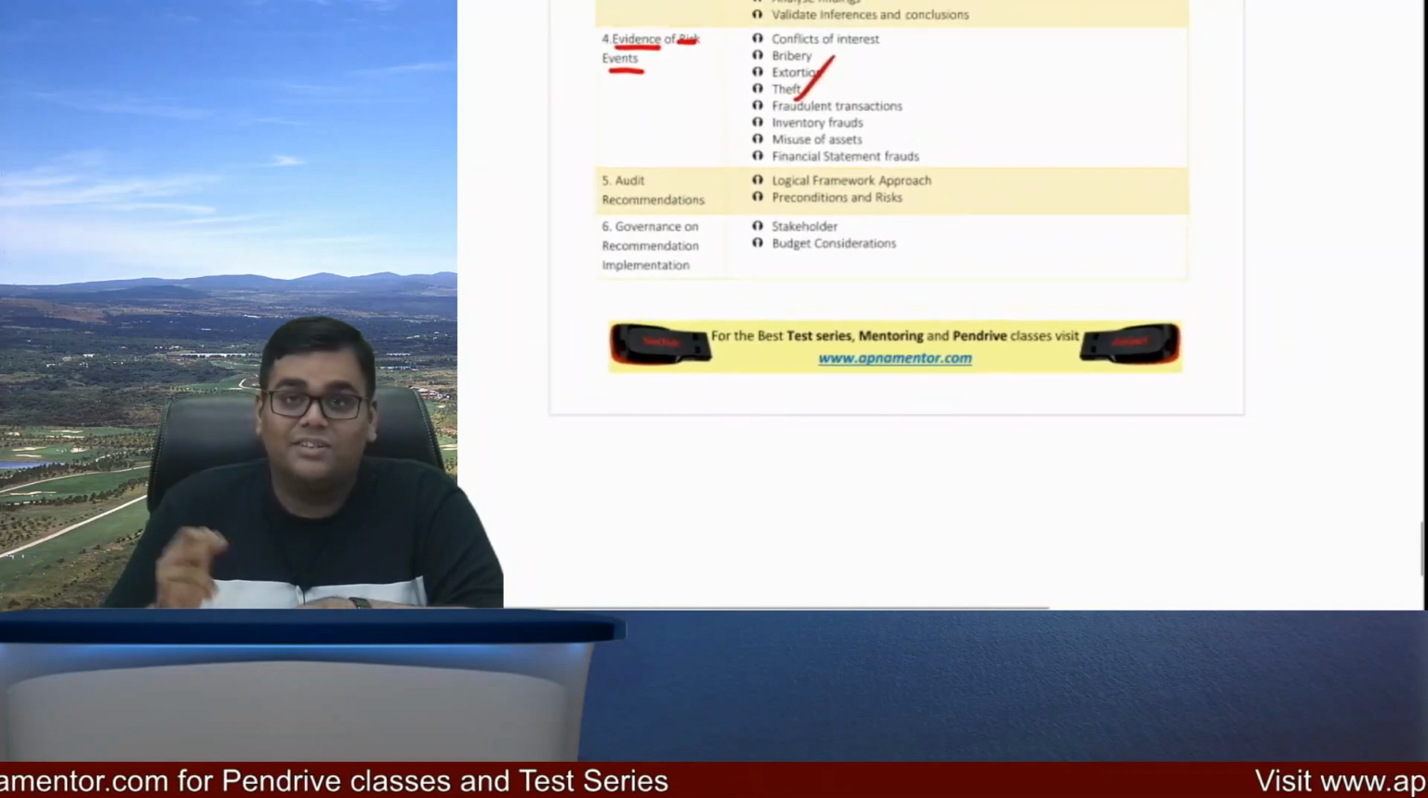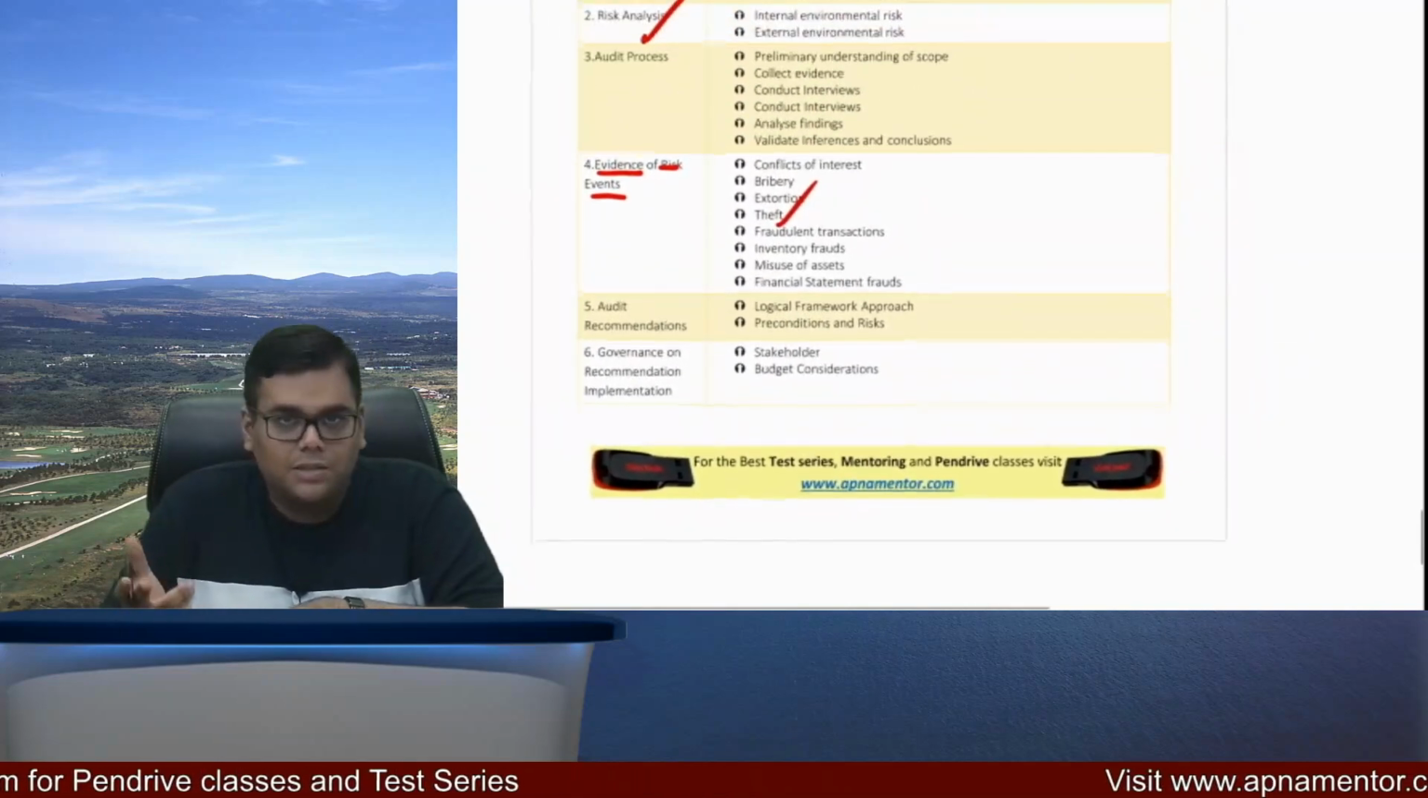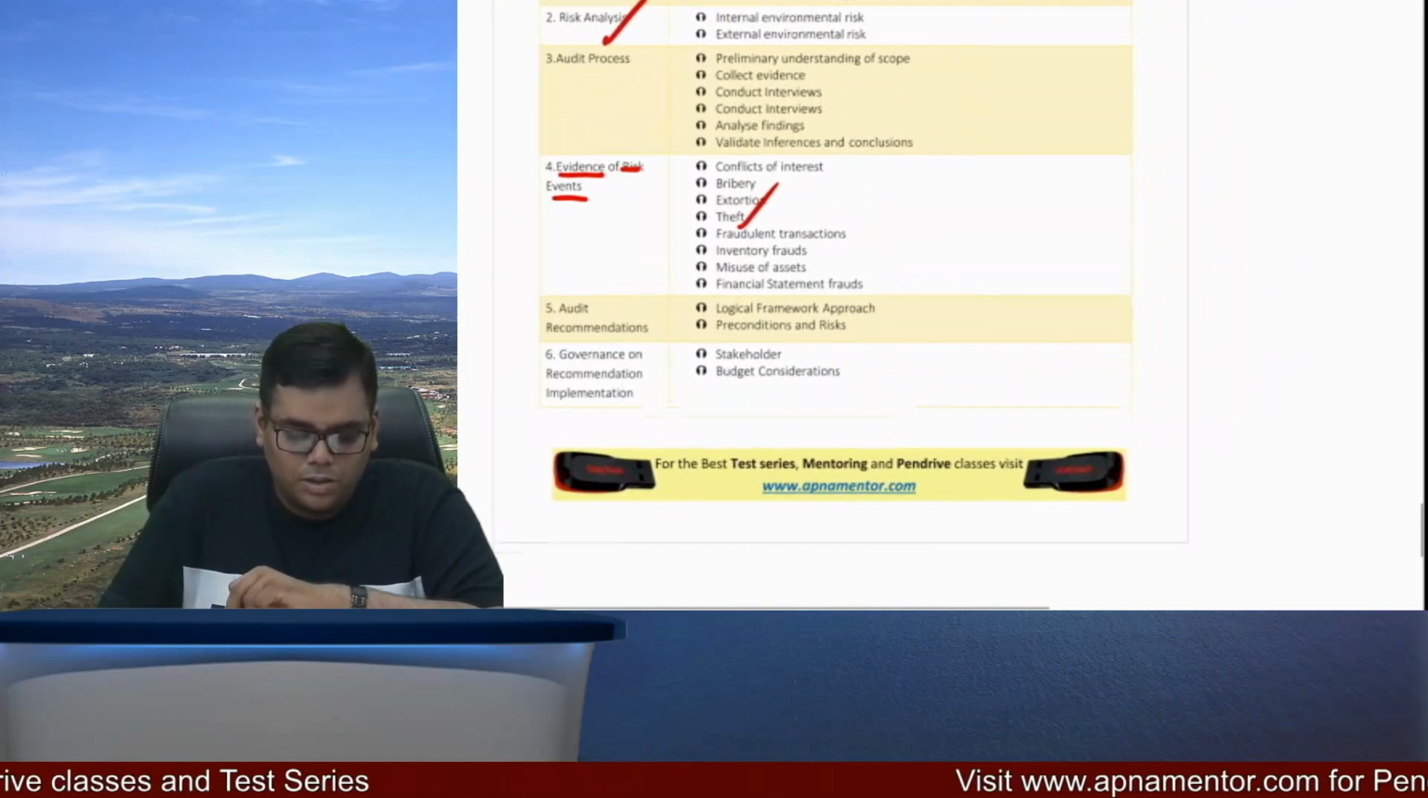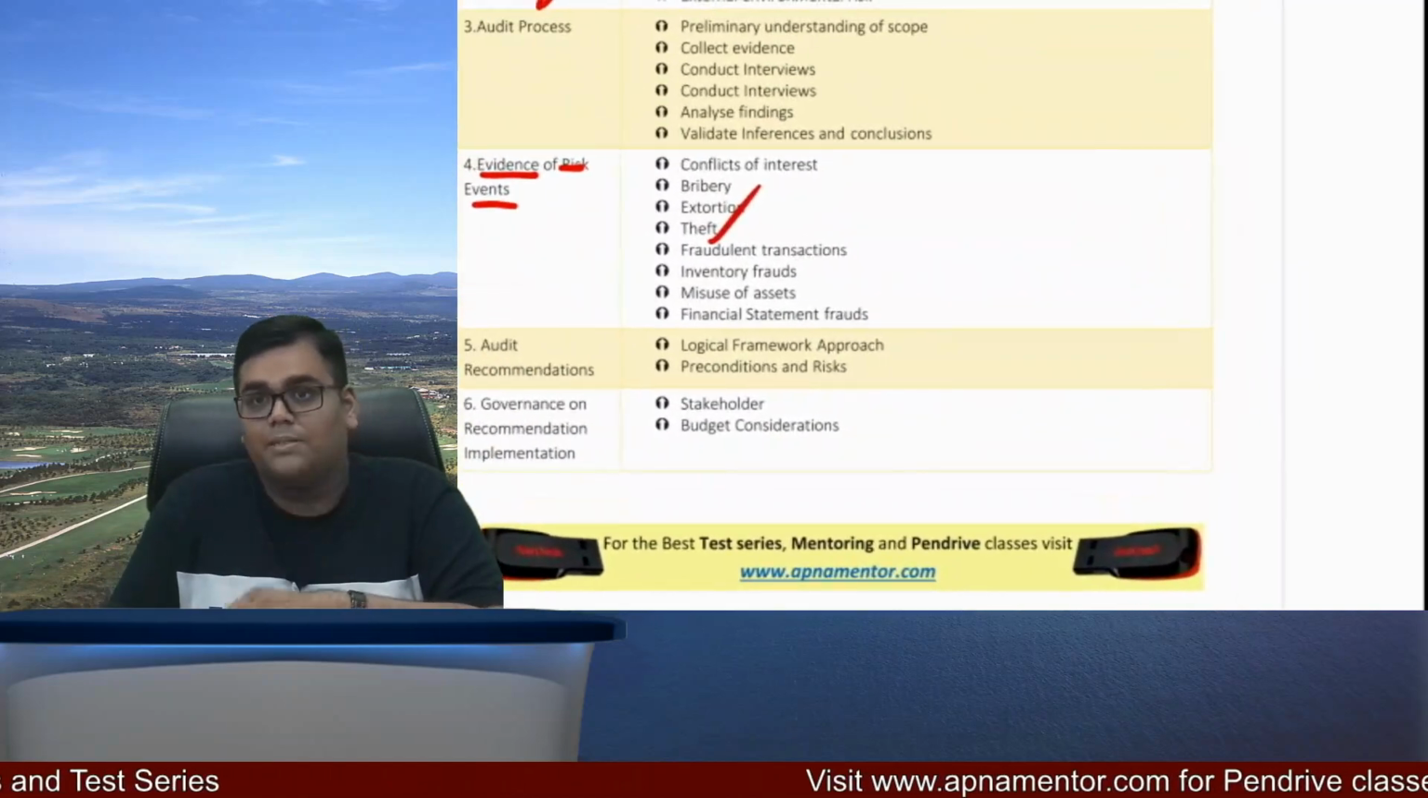That is considering the need of the stakeholder and as per the budget considerations, because everything involves a budget to it. So this is all that we need to remember in this very chapter, that is forensic audits.